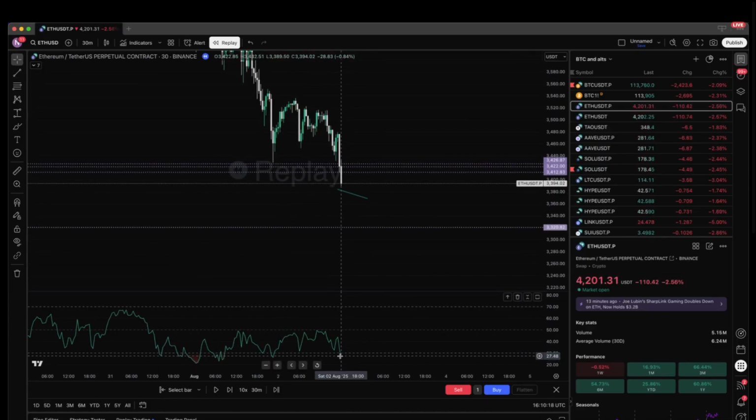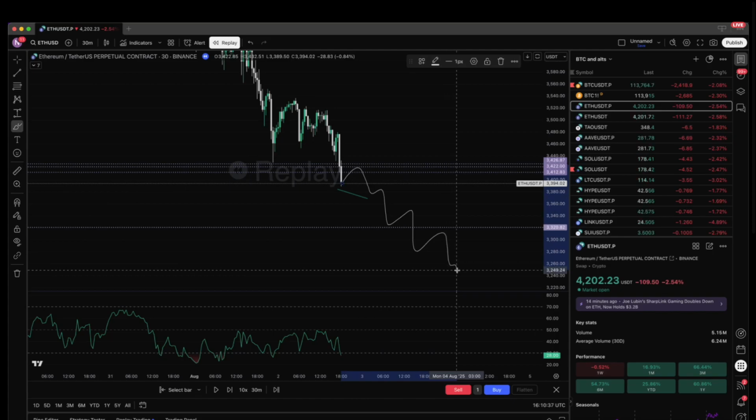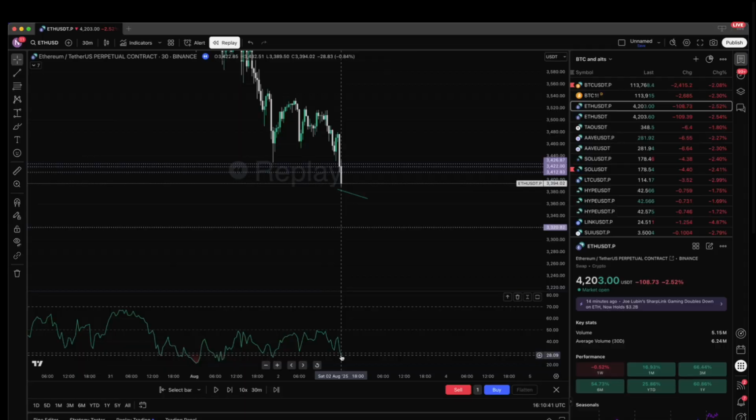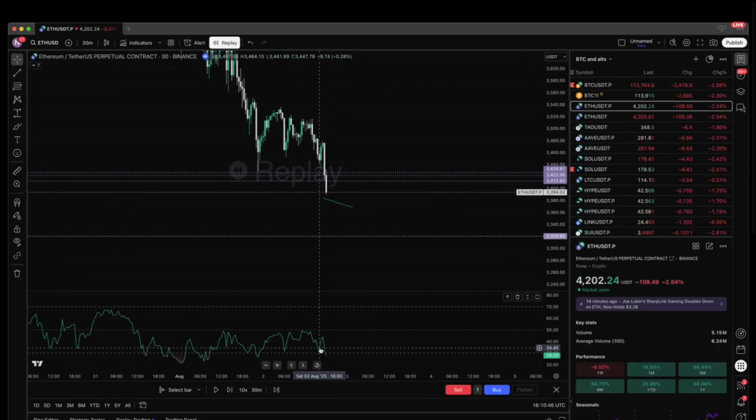Now this alone does not tell you to buy, right? Just because it is oversold does not mean that you need to buy, because it can go very deep into oversold and it can stay at oversold for a very, very long time. This could literally be at oversold and the price could just keep on nuking, right? So that alone is not a signal for you to buy. But I am aware at this point that ETH is oversold on the 30 minutes.